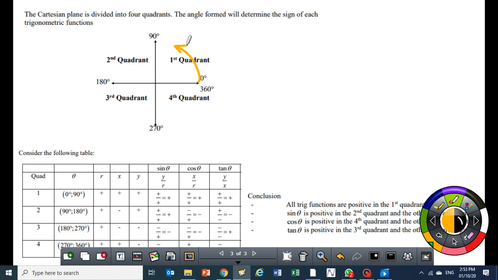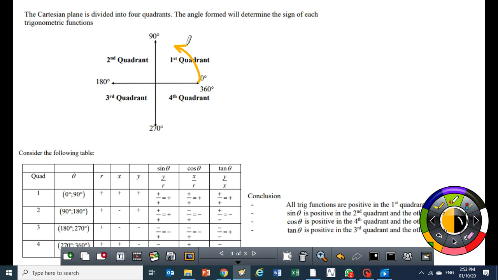Then you already know that the area between the positive y-axis and the positive x-axis is called the first quadrant. The one between the positive y-axis and the negative x-axis is the second quadrant. Negative x-axis, negative y-axis, third quadrant. Negative y-axis and then the positive x-axis, fourth quadrant. So it is always anti-clockwise.